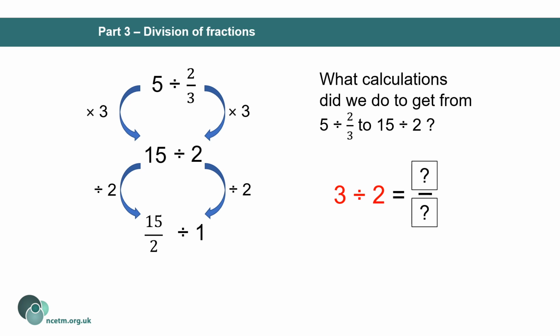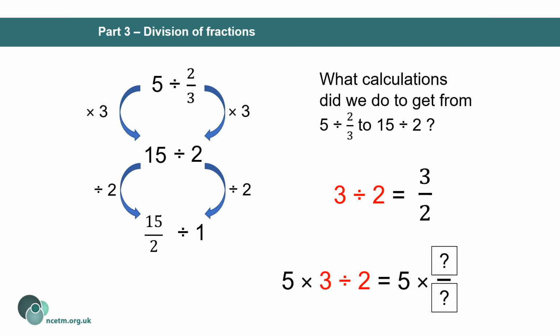Then I would ask students to complete this information. So 3 divided by 2 is equal to 3 over 2. So we're pulling this link in together about the fact that the calculation, a division, is equal to a fraction. I then ask them to complete this statement. So if I've taken 5, multiplied it by 3, then divided it by 2, that's the same as 5 multiplied by 3 over 2. So we've shown that our calculation 5 divided by 2 over 3 is actually equivalent to 5 multiplied by 3 over 2, or the reciprocal.